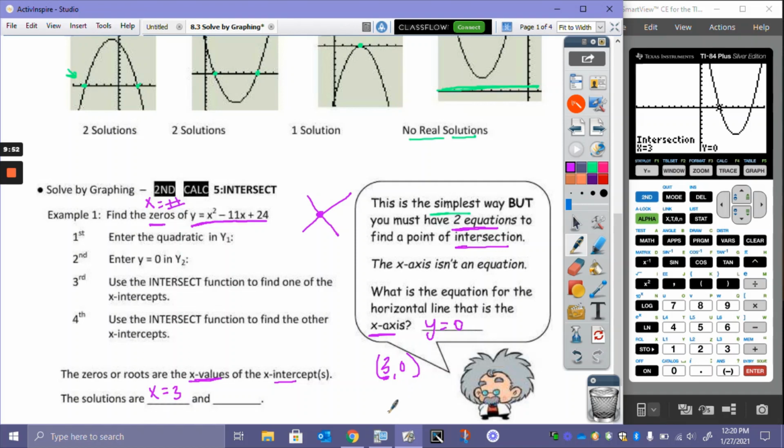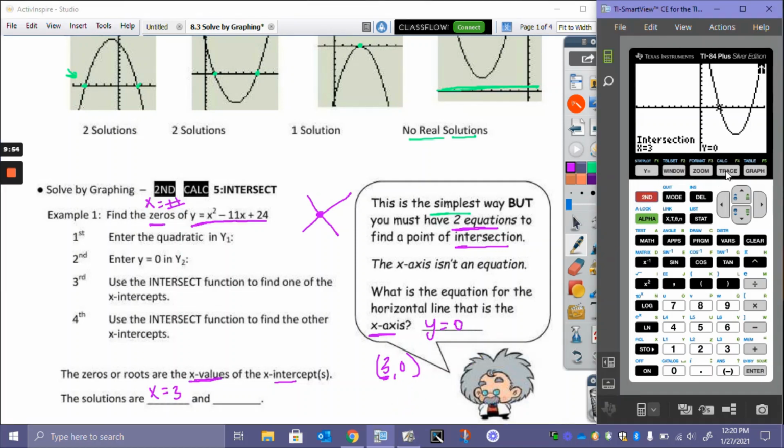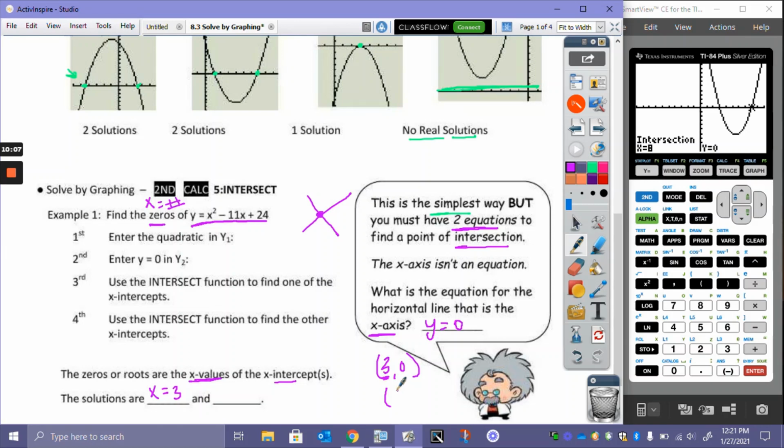Okay? All right, so repeat the same steps. Second, calculate, 5 intersect, and we want to move that to our second x-intercept. Enter, enter, enter, and we get 8 and 0. So our solution is the x value of our x-intercept, so x equals 8. Right? So these are our solutions, and these are our x-intercepts.